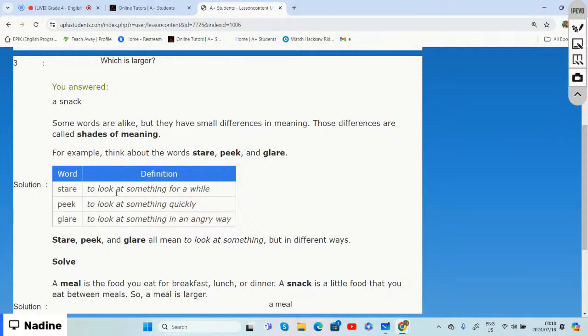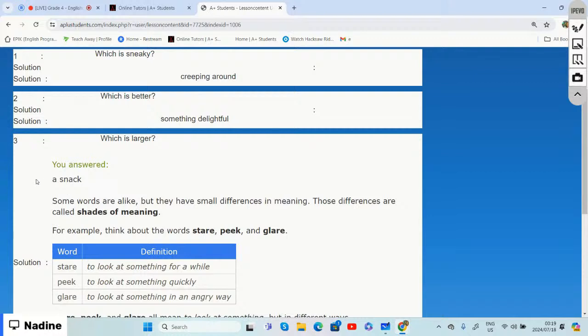All right, so if we look at, yeah, it says a meal is food you eat for breakfast, lunch, or dinner, right? A snack is little food that you eat between meals. So a meal is larger. So the other question was, which one is larger, a snack or a meal, right? And like the description says, a meal is larger because of the portions that you eat.